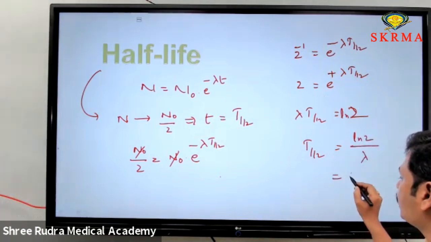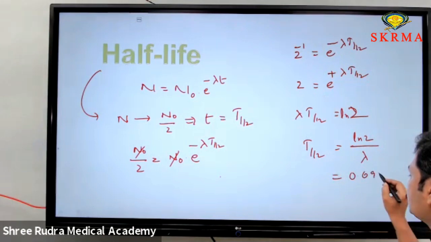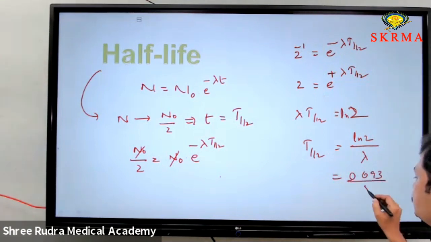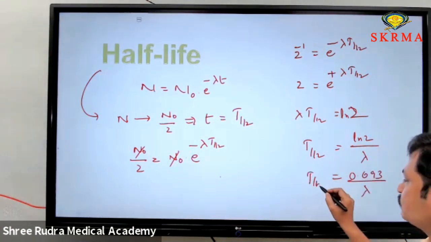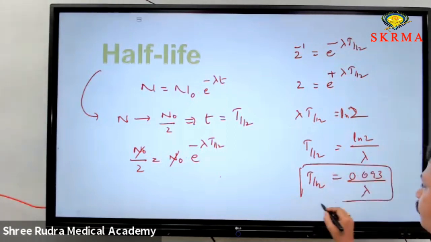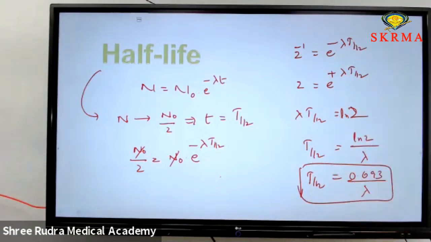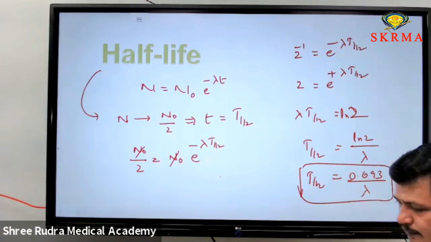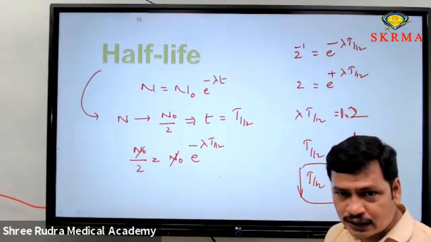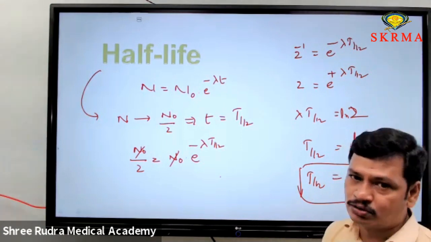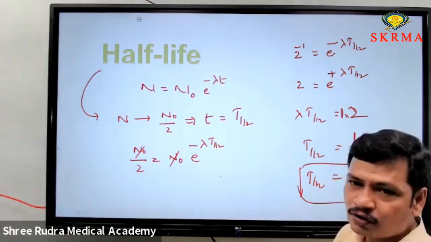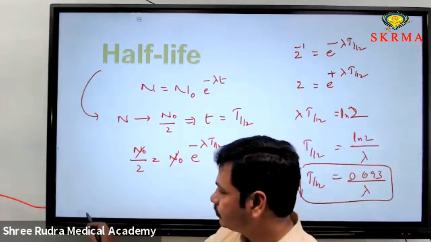What is the log 2 value? This can also be written as ln 2, 0.693, by lambda. This is the basic equation for t half. Half-life means the time taken for radioactive nuclei to become half of the initial value. This is the half-life of radioactive decay.